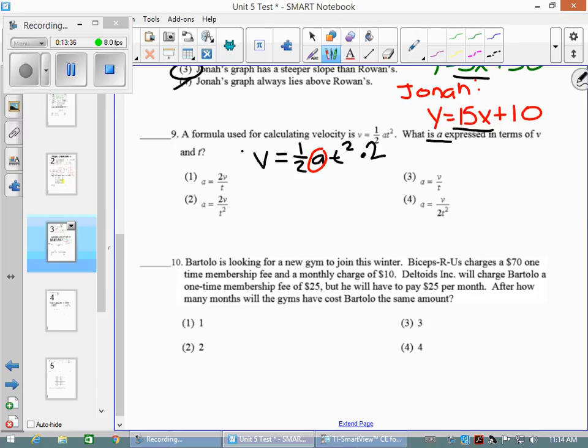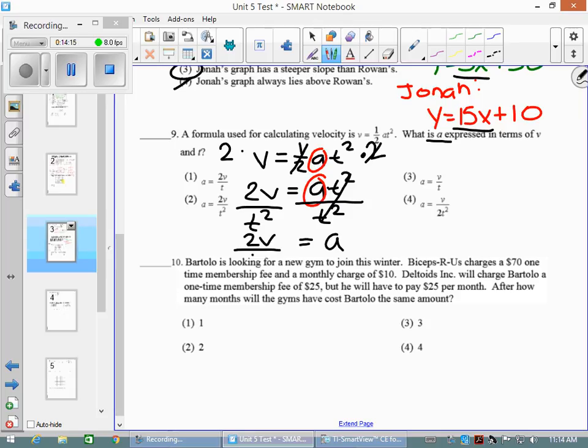So I have 2v equals at squared. Now again, I want to get this a by itself. I always want to ask myself, how are these attached? These two terms are attached by multiplication. So to undo multiplication, I am going to do division. And what I want to get rid of is that t squared. So I'm going to divide by t squared on both sides. On my right-hand side, I'm going to have a equals. And on my left-hand side, I'm going to keep this 2v divided by t squared. I can't actually do that division. So if I look at my choices, this is going to be choice 2.